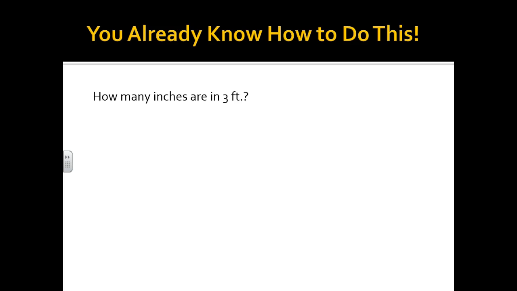You probably don't realize that you actually already know how to do this, okay? You know how to use this factor label method. If I asked you how many inches are in 3 feet, I'm sure most of you could tell me that there's 36 inches. Well, how does that work? Because you know that there's 3 feet, and you know that there's 12 inches in a foot, right? And so if you multiply the two, that's 36 inches, right?